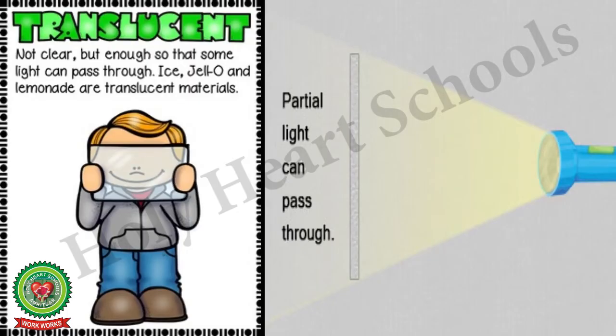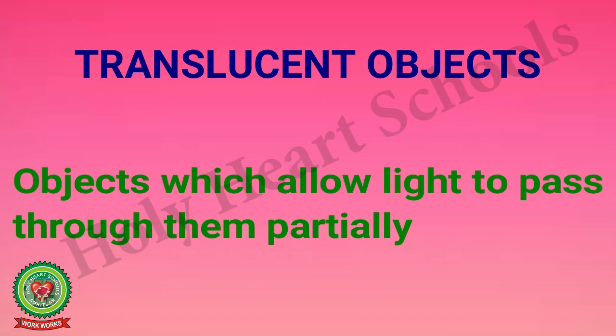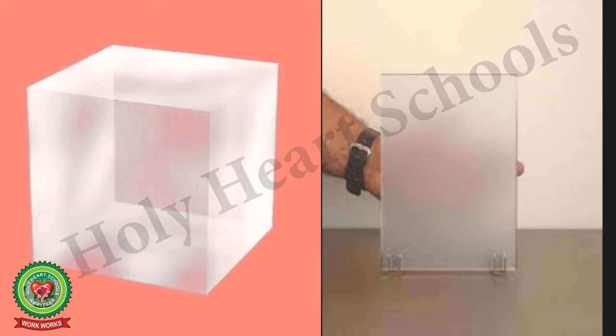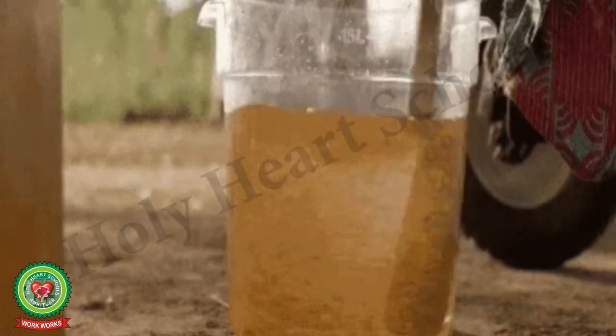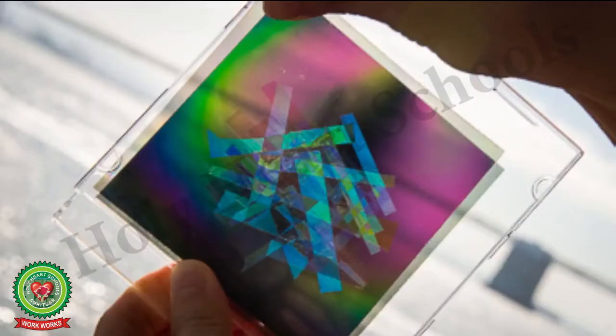Now, translucent objects. There are some objects which allow only some light to pass through them. These objects are called translucent objects. Objects which allow light to pass through them partially are called translucent objects. While looking through a translucent object, the other side appears hazy. The examples of translucent objects are dirty water, tracing paper, muslin cloth, colored glass.